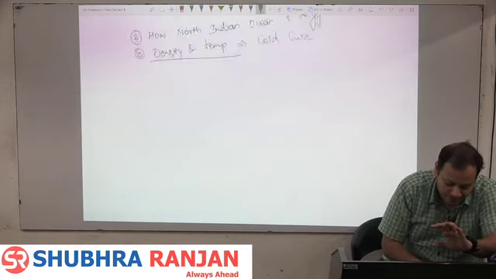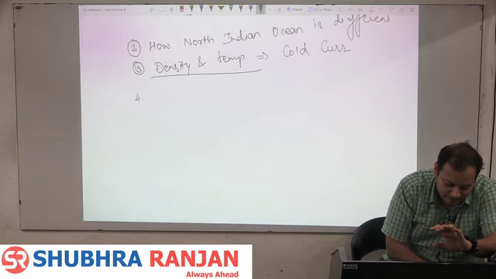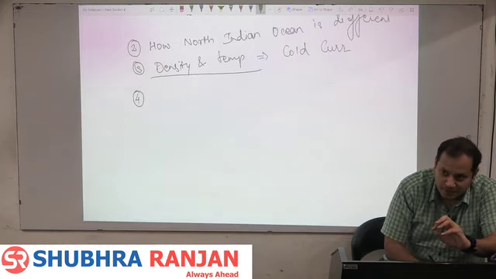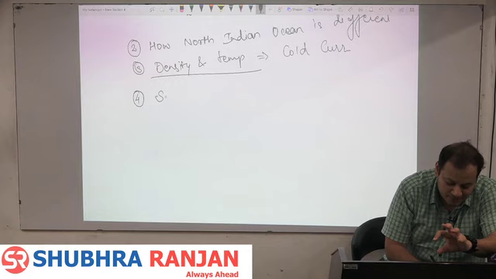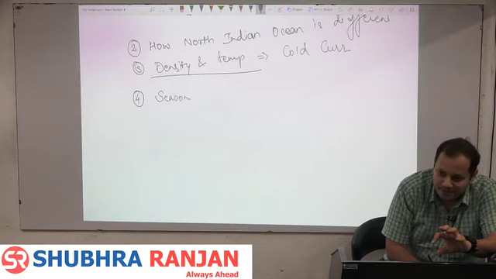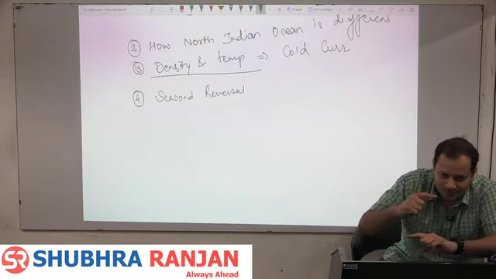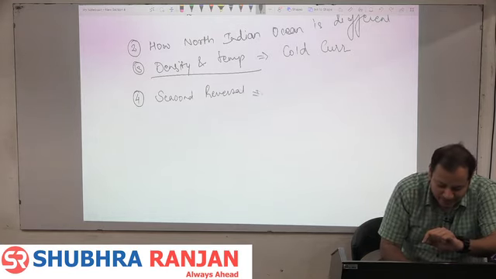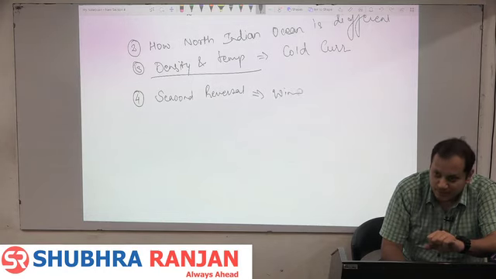Fourth, the typical currents of the Indian Ocean, therefore, unlike the other oceans, show seasonal reversal. ऐसे लिखना पड़ेगा, show seasonal reversal. Seasonal reversal मतलब सीजन्स के साथ वो चेंज होते हैं, and this seasonal reversal is due to the winds which are known as monsoon winds.